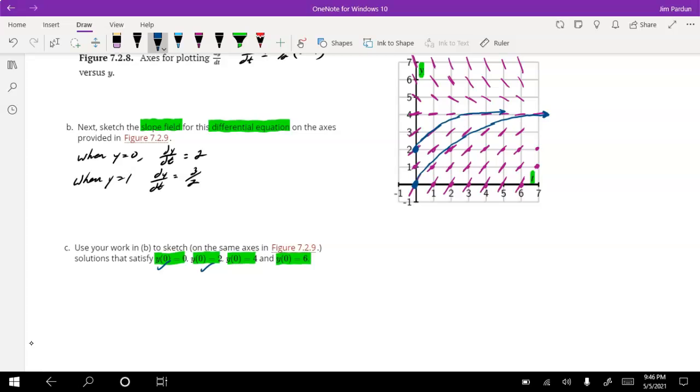And then y of 0 equals 4. Well, as soon as y of 0 equals 4, this graph just becomes a constant, right? So it's going to come this way. Everything's going to stay at 0 there.